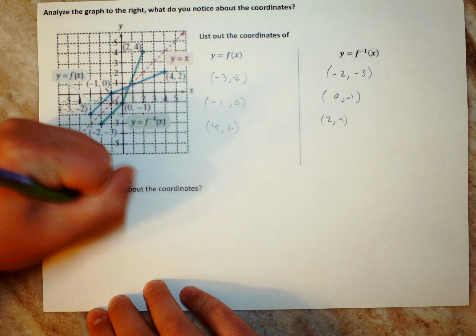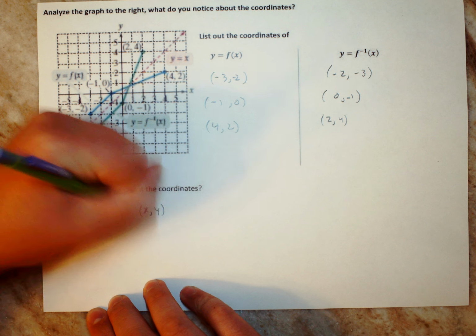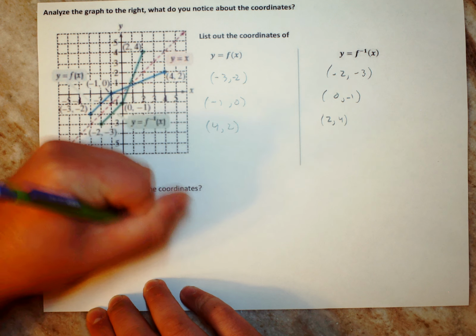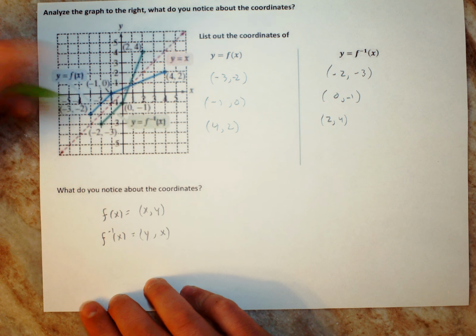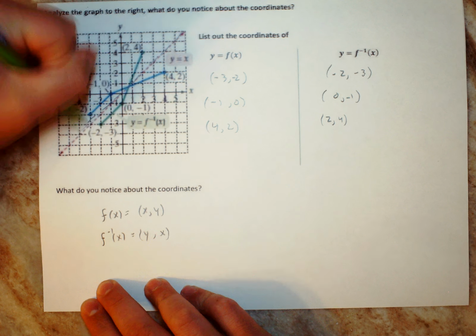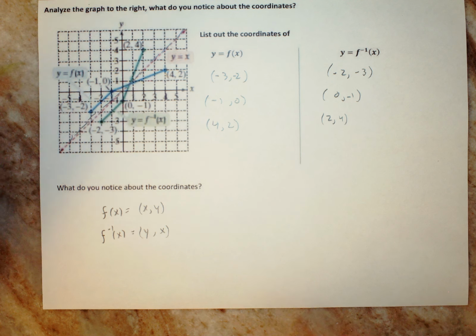So f of x is x comma y. The inverse is y comma x. You can also see the line y equals x here that we talked about on the first slide, the reflection over the line y equals x. So again, that's graphically an inverse.